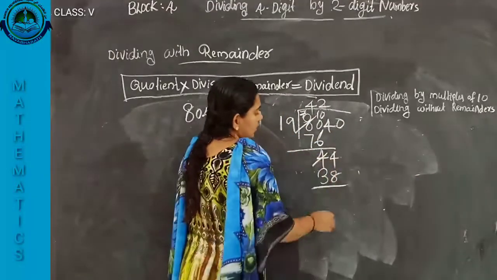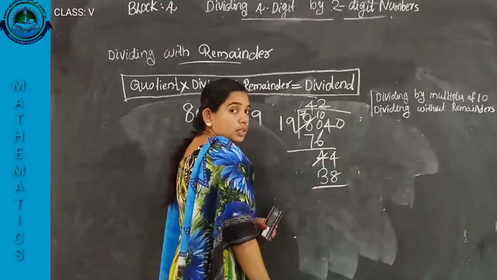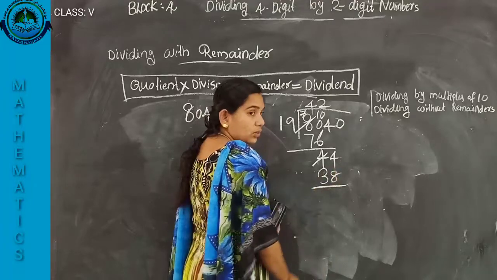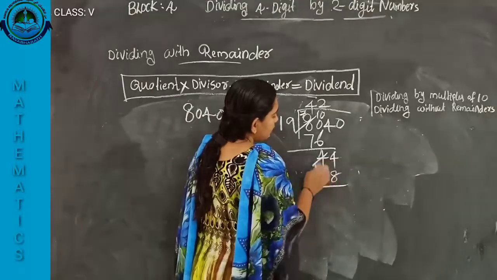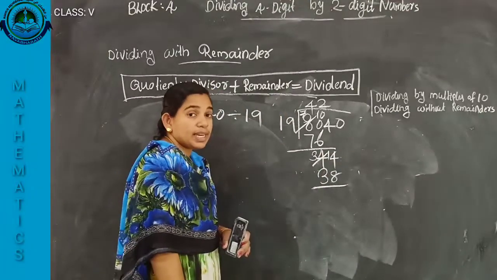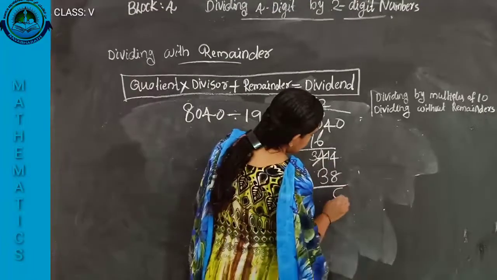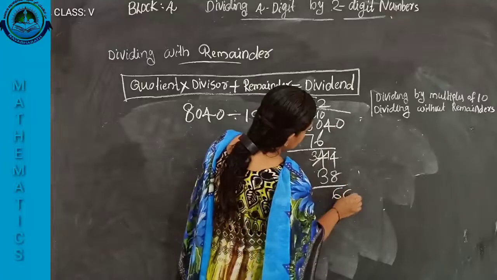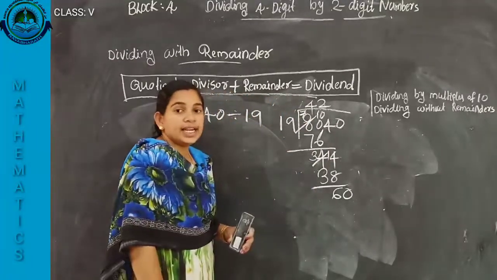Then we are taking 1 from this tens place. 4 minus 8 is not possible. So we are taking 1 from this 4. This 4 becomes 3. This becomes 14. 14 minus 8, 6. Next number 60. In 60 how many 19s are there?